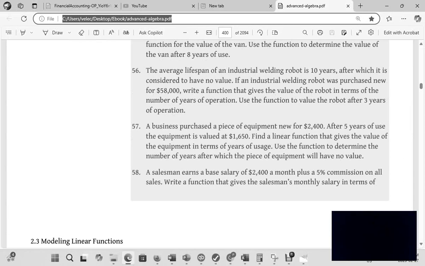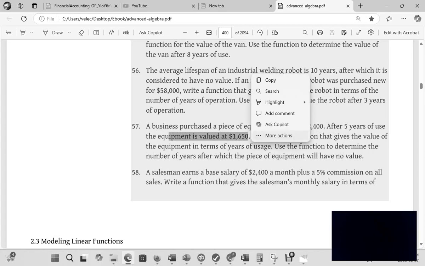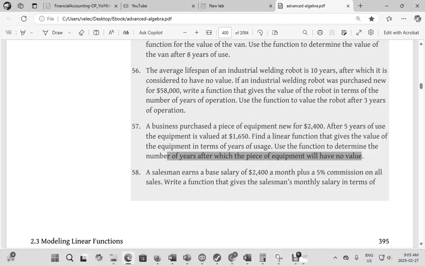Okay, so starting with 57 over here, a business purchased a piece of equipment new for $2,400. After 5 years of use, the equipment is valued at $1,650. Find a linear function that gives the value of that equipment in terms of years of usage. Use the function to figure out the number of years after which the piece of equipment will have no value. Now, this example has to do with depreciation.